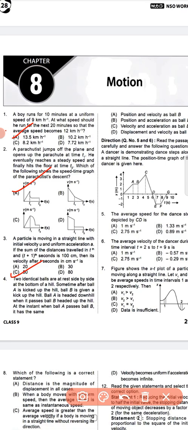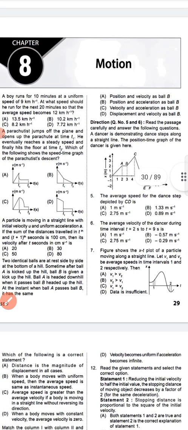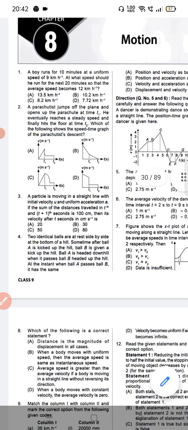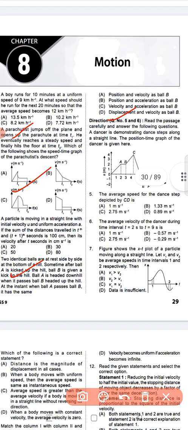So, question number 4, B is the correct answer, that is, the same position and acceleration as ball B.